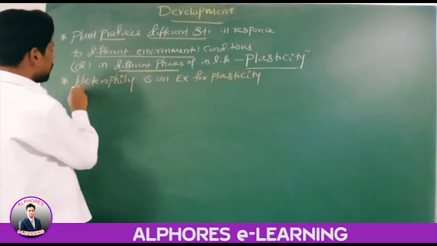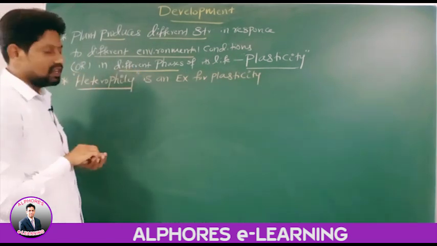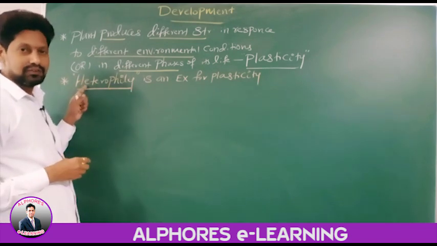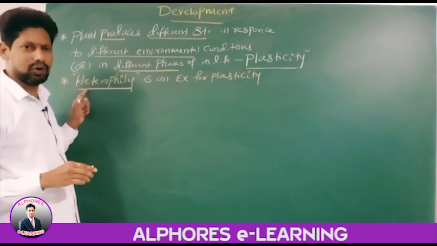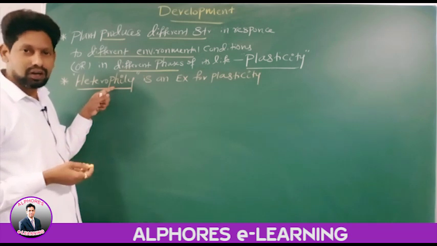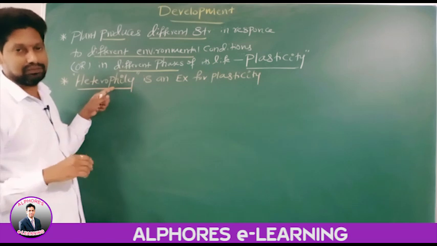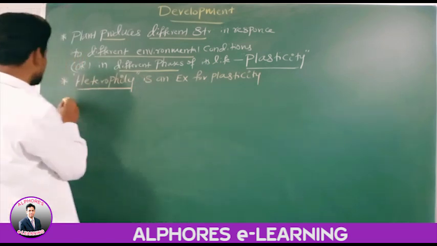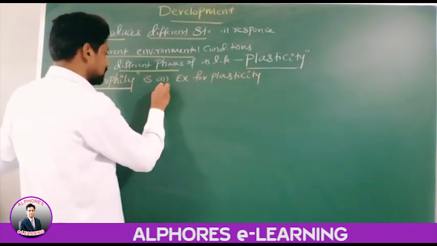This heterophily we read in first year in the leaf topic. What is the meaning of phylly? Leaf. Hetero means different. Therefore, producing different types of leaves on the same plant is called heterophily.